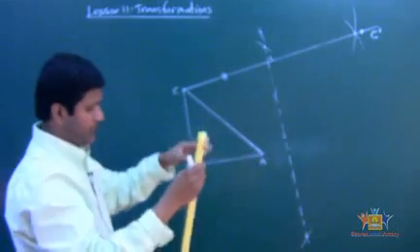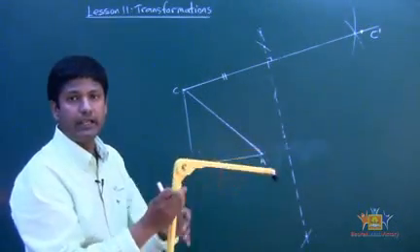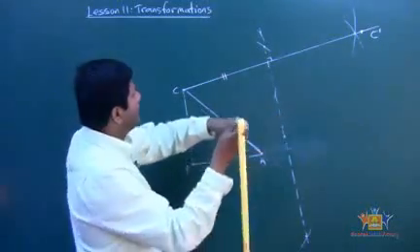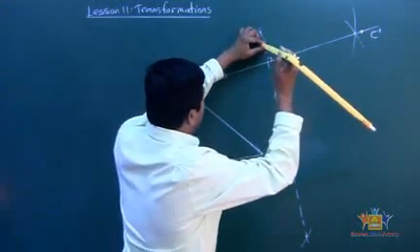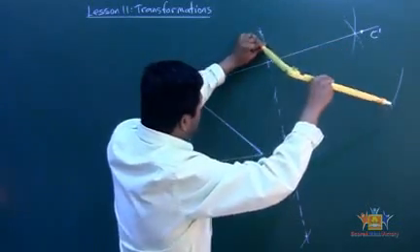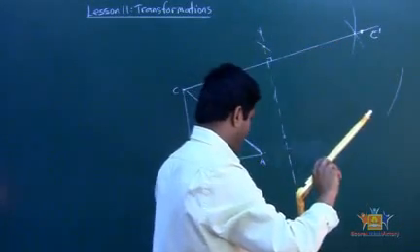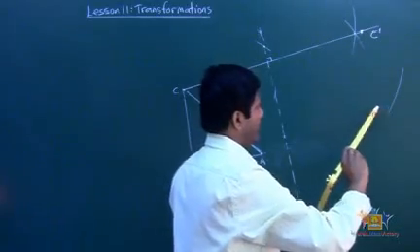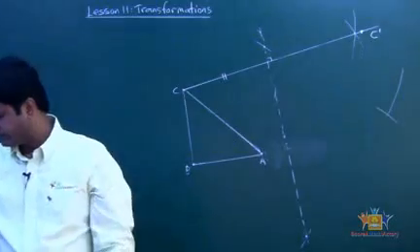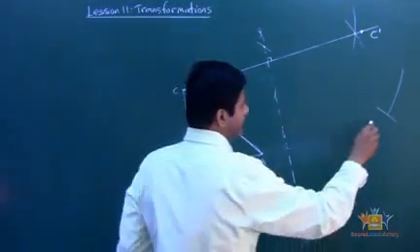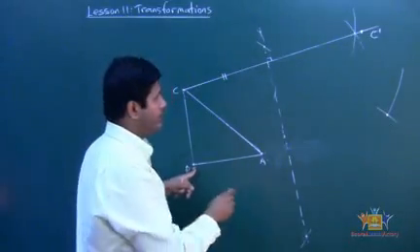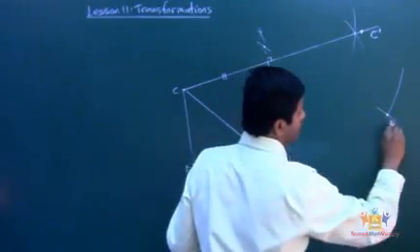Now make sure you don't change the size of the compasses. Now take the sharp point and put it on this point right here, and then create an arc. So we're going to create an arc right there, and then we're going to do the same thing right there, create an arc. So make sure you get an intercept right there. Okay, so we're going to take this point and join it with the point B. So that's the image. Okay, that's going to be our B.